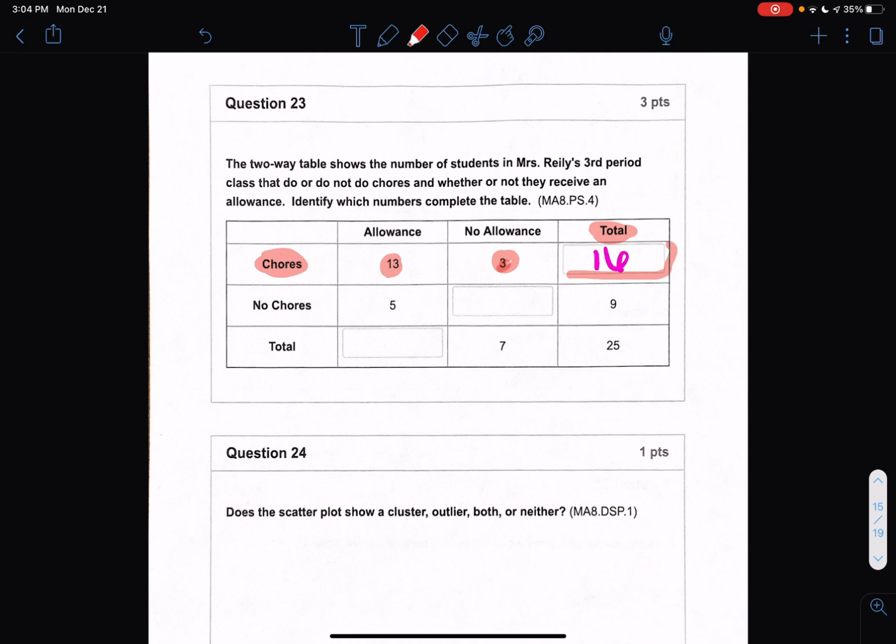Looking at my second box down below, they give me no chores. So if I have a total amount of 9 people that do not do chores and 5 of them get an allowance, I'm going to subtract 9 minus 5, which gives you 4.